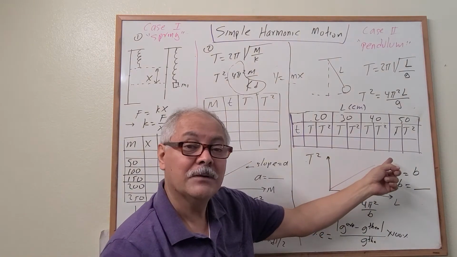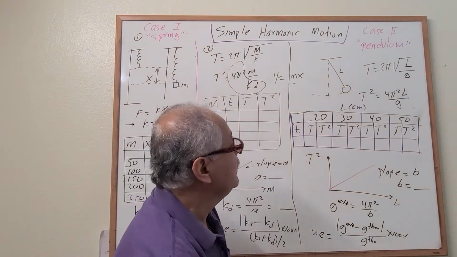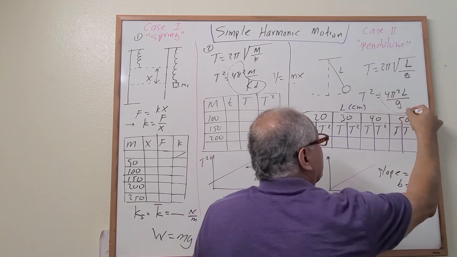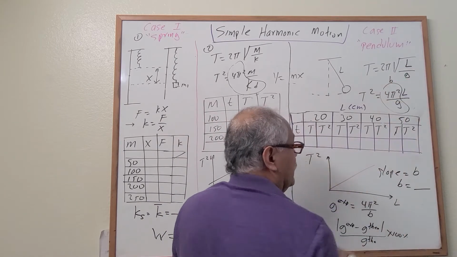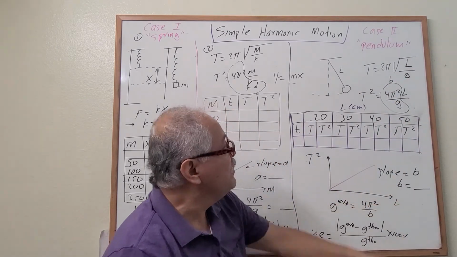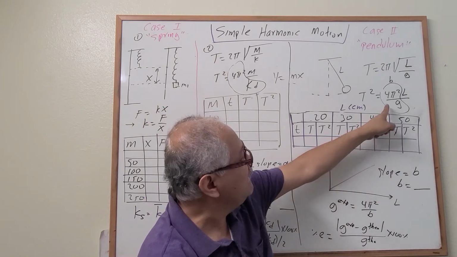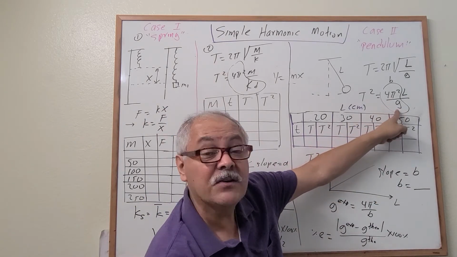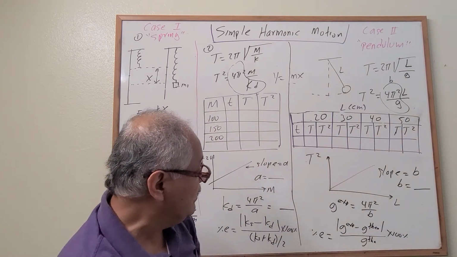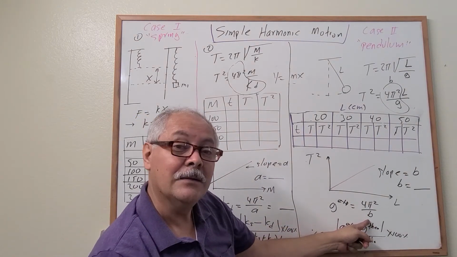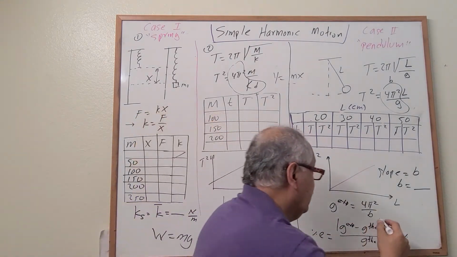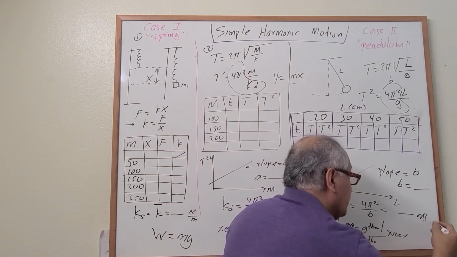And let's find the slope. In this case, the slope is this quantity, which is B in this notation. So B, the slope, equals 4 pi squared over g. Let's search for g. So g equals what then? 4 pi squared over B. This is from the experiment. Let's find the value, in meters per second squared.